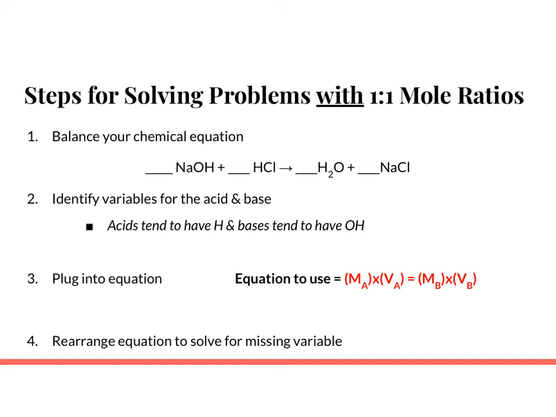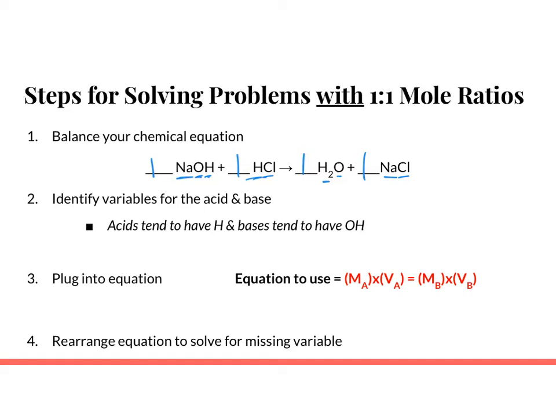So there are 4 simple steps for solving these types of titration equations. The first step is to balance your chemical equation. Here it says NaOH plus HCl yields H2O plus NaCl. So when I start looking: 1 and 1, I have 1 O and 1 O, 2 H's and 2 H's, 1 Cl and 1 Cl. Perfect. So all of these are 1s.